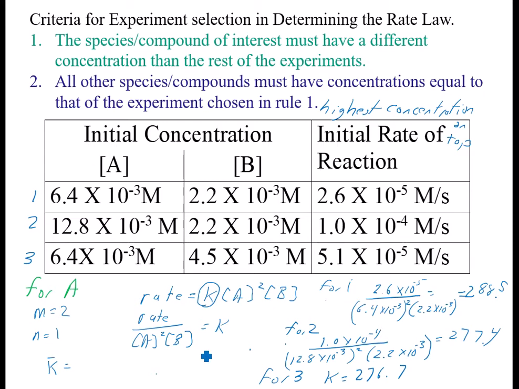So the average k would be 288.5 plus 277.4 plus 276.7, all divided by 3. I get 280.9, so 281. So we get 281 is the average k. So that's the first example. There will be at least 2 or 3 more videos with more examples here.